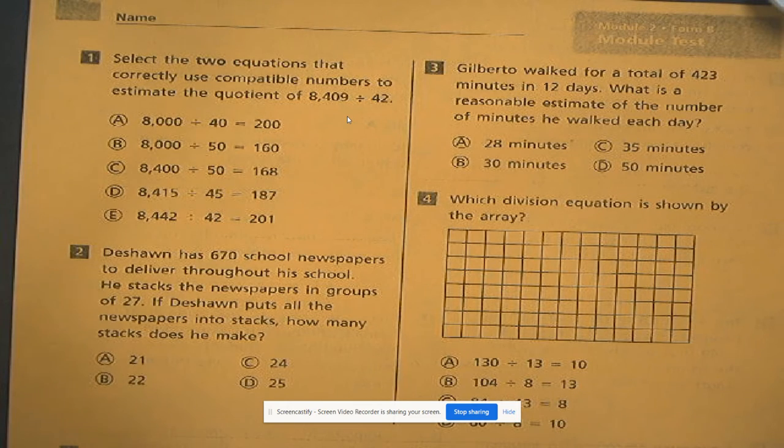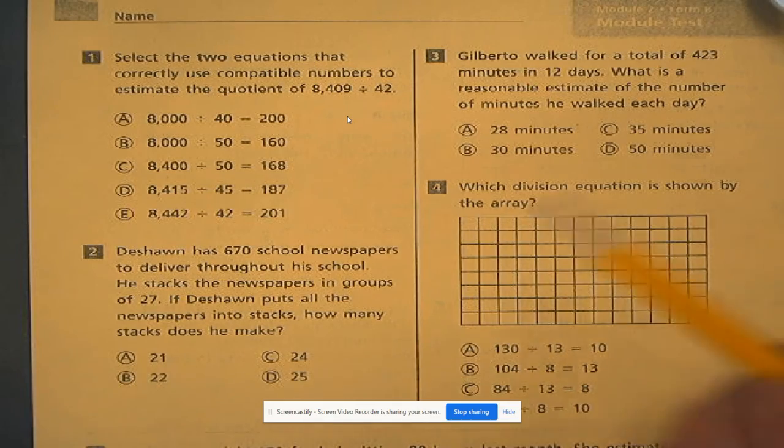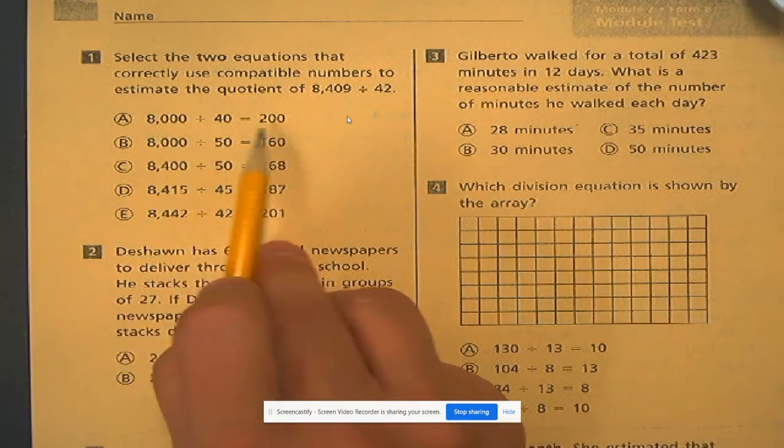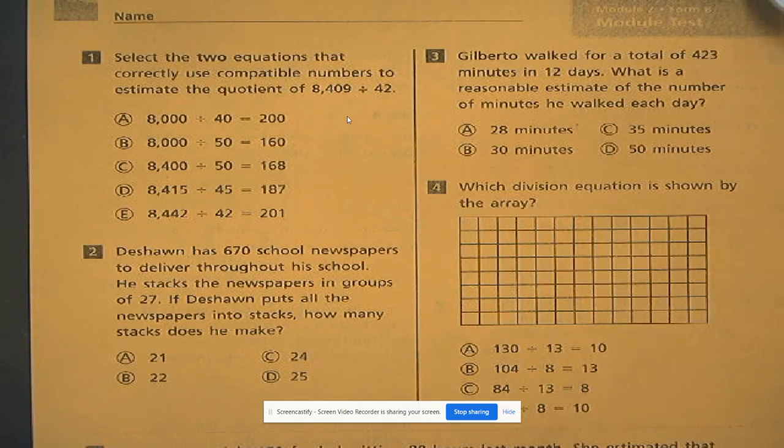Okay, so when we talked about estimating, what were we looking for? Were we rounding? Not really, right? What were we looking for? What's that word called? If you get along with someone really well, what are you called? Compatible. So we need to look for compatible numbers. Okay? So let's look at A. Remember, we were looking for numbers that divide equally, right?